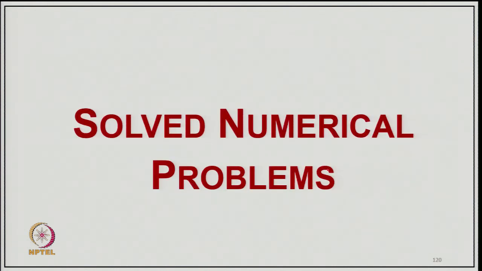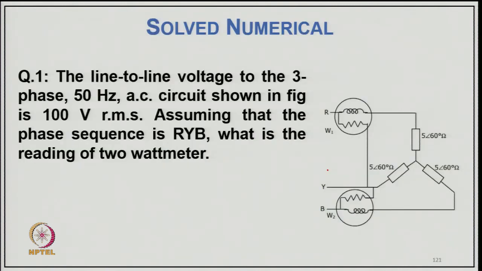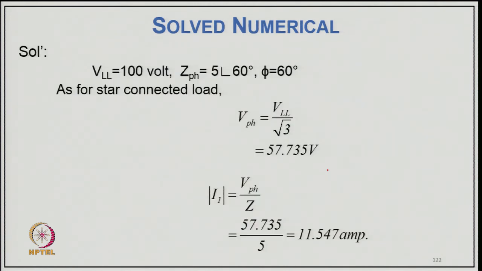Now, coming to the numerical problems we solved. Coming to the first numerical problem: the line to line voltage of the 3 phase 50 Hz AC circuit shown in the figure is 100 volt RMS. Assuming that the phase sequence is RYB, what will be the reading of the 2 wattmeters? So, VLL is 100 volt, Z phase is 5 ohm at an angle of 60 degrees, where phi is 60 degrees. As it is a star connected load, V phase equals VLL by root 3, that is 57.735, and I phase equals V phase upon Z, that is 57.735 divided by 5, that is 11.547 ampere.